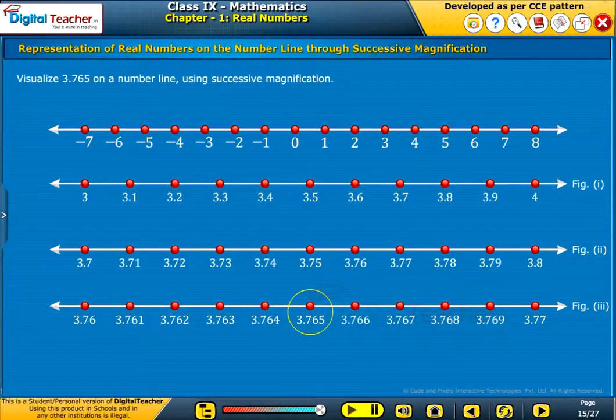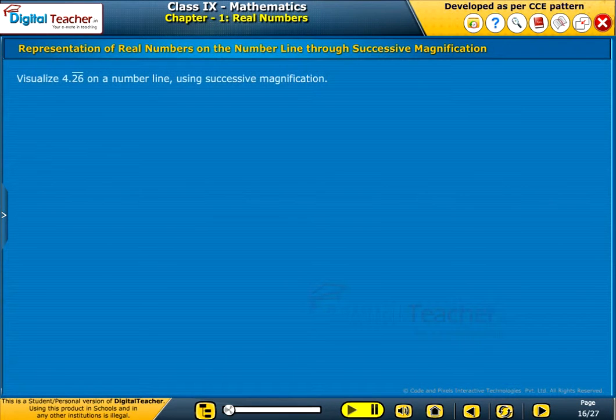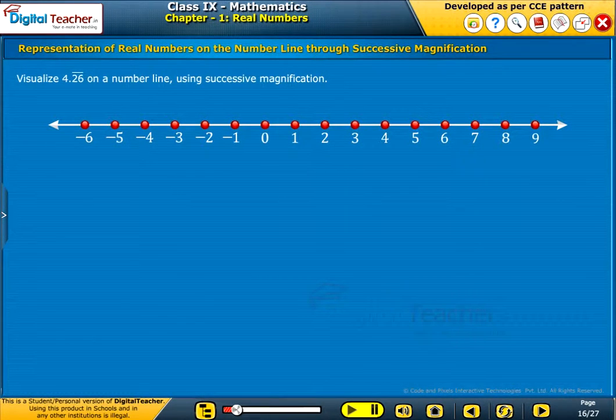Now, let us represent non-terminating recurring decimal on a number line. Visualize 4.26 bar on a number line using successive magnification. Here, the repeating decimal 4.26 lies between the interval 4 and 5.